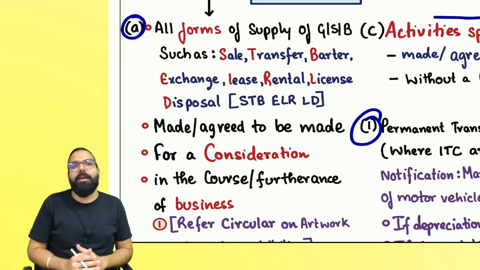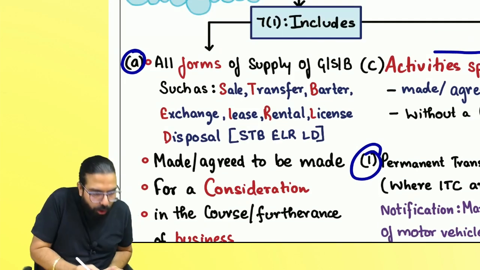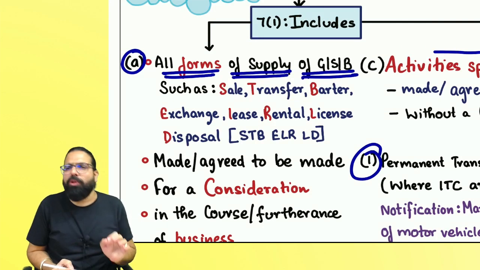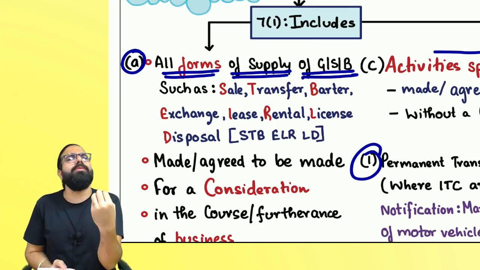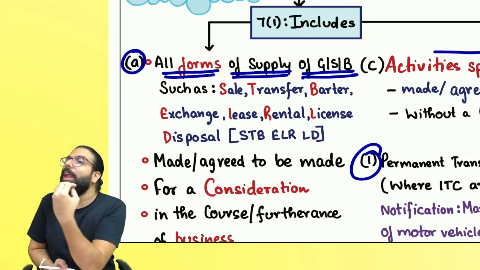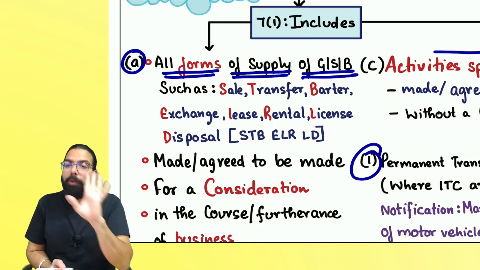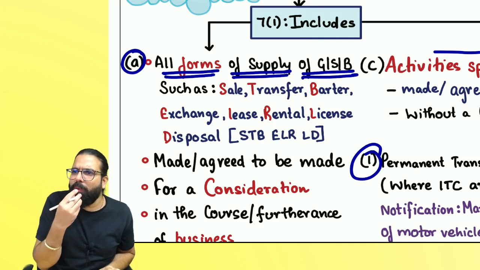Now, I want to read section 7.1A. Section 7.1A says, all forms of supply of goods, services, or both. All forms, all the activities. Forms means, as of now, you think activity. All activities of supplying what? Goods, service, or both. Sir, what do you mean by all form? People will get confused. What do you mean by form?